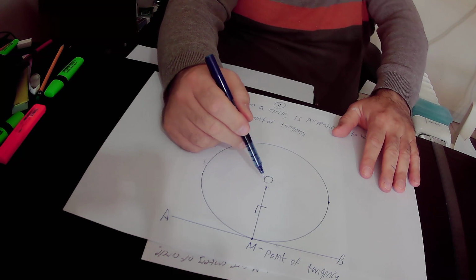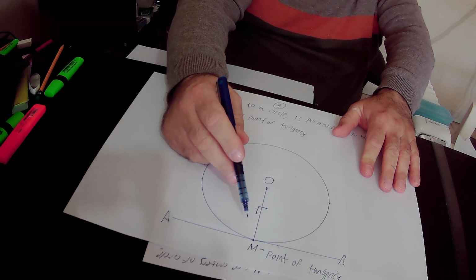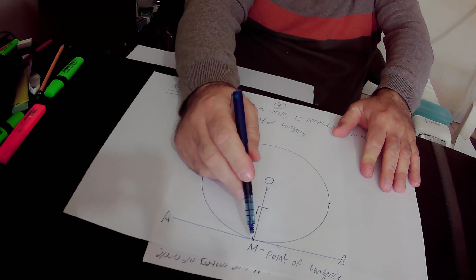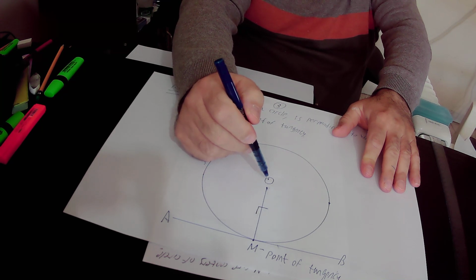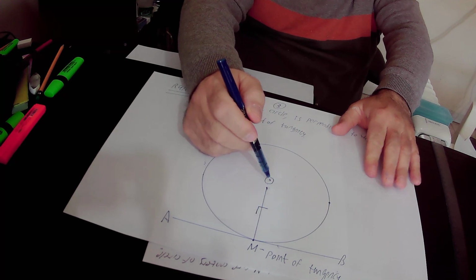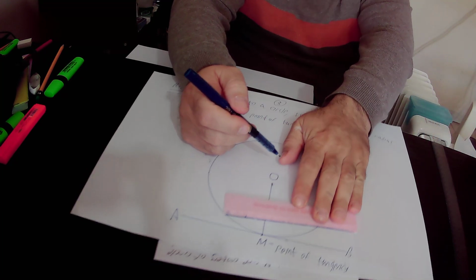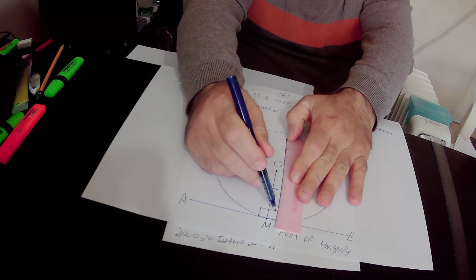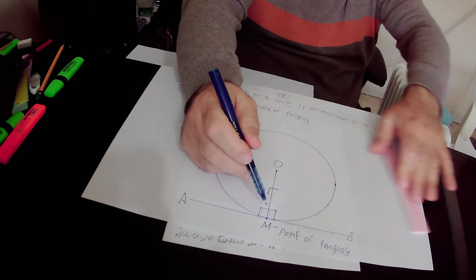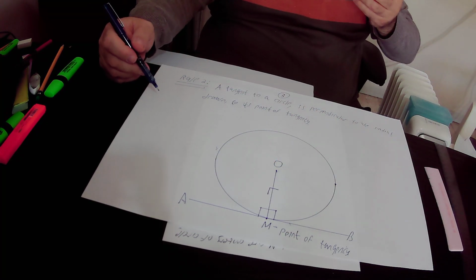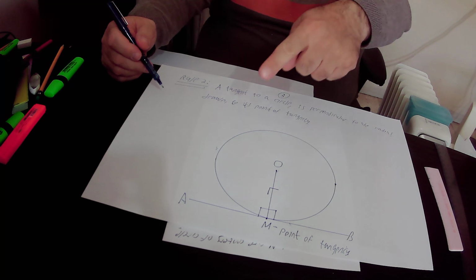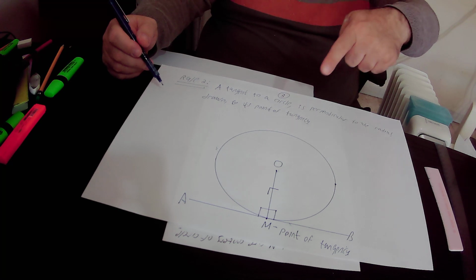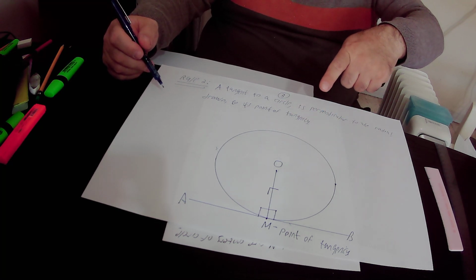And whenever you have a radius that is drawn to the point of tangency, then the tangent AB will be perpendicular to the radius MO. AB is perpendicular to MO, that is to say, this angle will be equal to 90 degrees, and this angle will also be equal to 90 degrees. Again, according to rule number 2, a tangent to a circle, that is to say AB, is perpendicular to the radius, that is to say radius OM, drawn to the point of tangency.